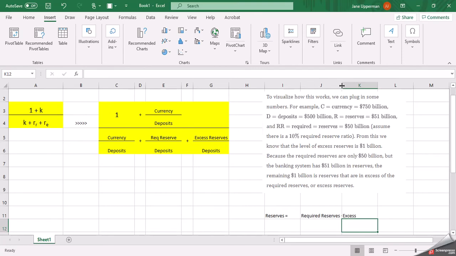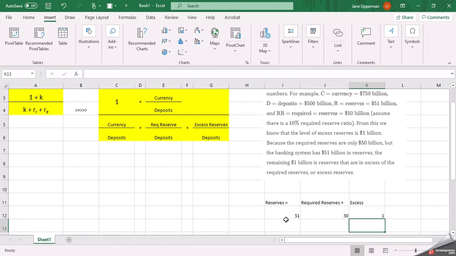So that's your formula for the reserves. If we know the reserves are 51 and the required reserves are 50, then obviously the excess is 1. The problem also tells you that the excess is 1 billion. So if we come over to our formula here, we can fill in our blanks with those numbers, and you can see it worked out.